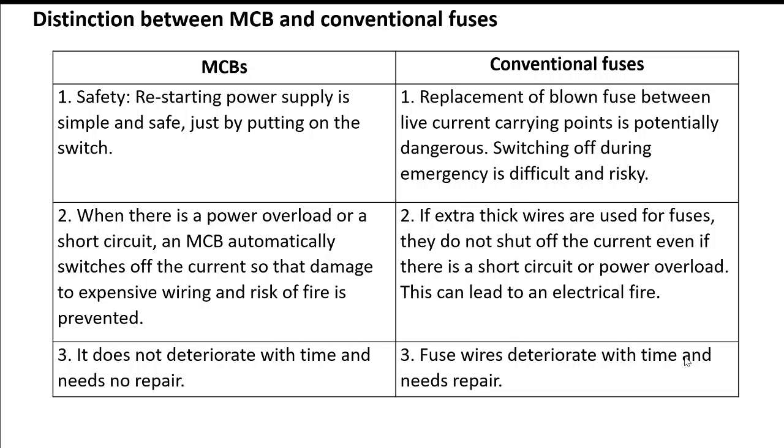Now, let us point out some differences between MCB and conventional fuses. In MCBs, restarting power supply is simple and safe just by putting on the switch. But in conventional fuses, replacement of a blown fuse between live current carrying points is potentially dangerous. Switching off during emergency is difficult and risky. In MCBs, when there is a power overload or a short circuit, an MCB automatically switches off the current so that damage to expensive wiring and risk of fire is prevented.